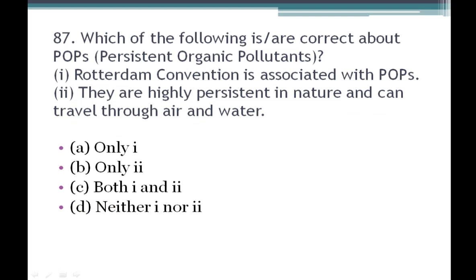Question number 87. Which of the following is or are correct about POPs, that is persistent organic pollutants? Number 1. Rotterdam Convention is associated with POPs. Number 2. They are highly persistent in nature and can travel through air and water. The correct answer is option B, that is only 2, because it is the Stockholm Convention which is associated with POPs.